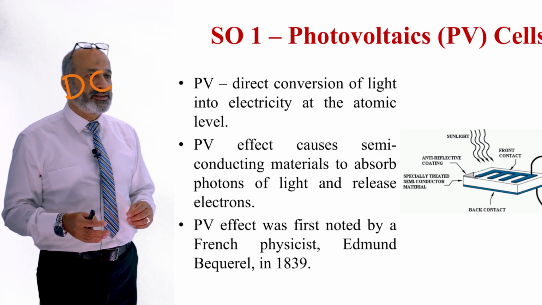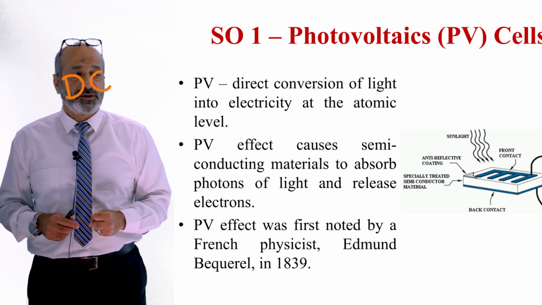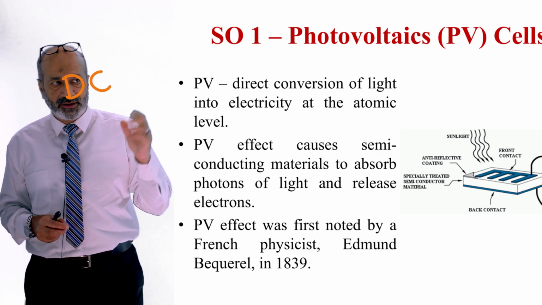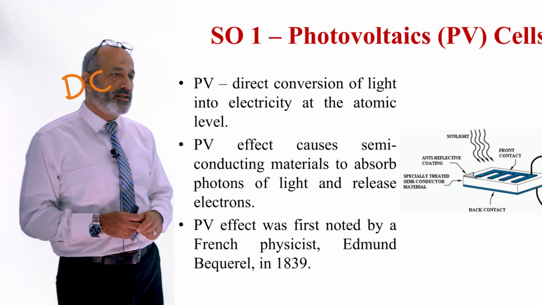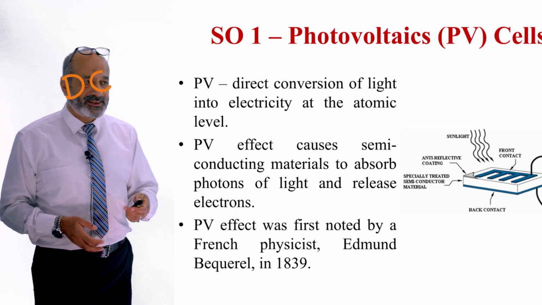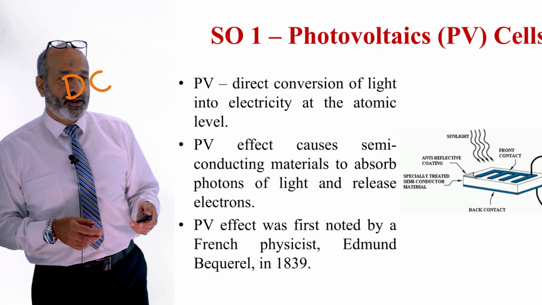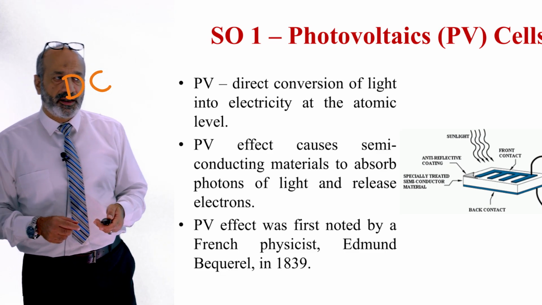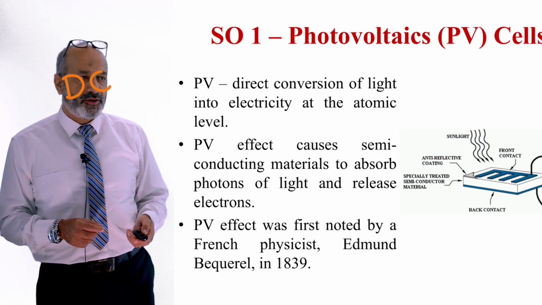PV effect causes semiconducting materials to absorb photons of light and release electrons. PV effect was first noted by the French physicist, his name is Edmond Becquerel, in 1839.